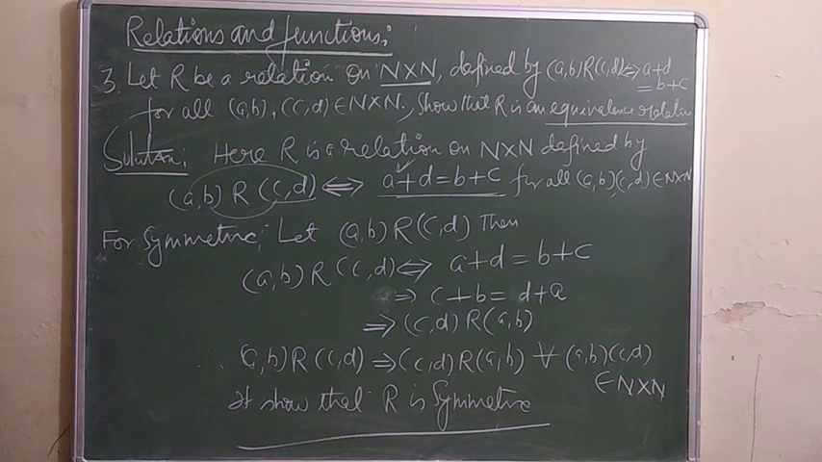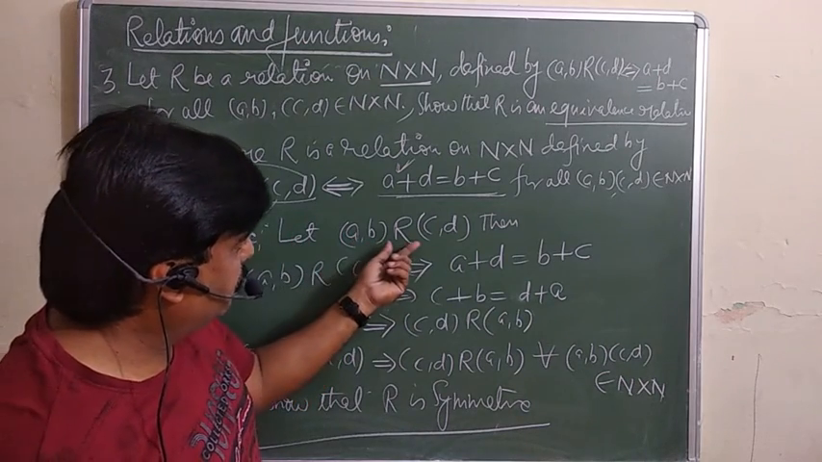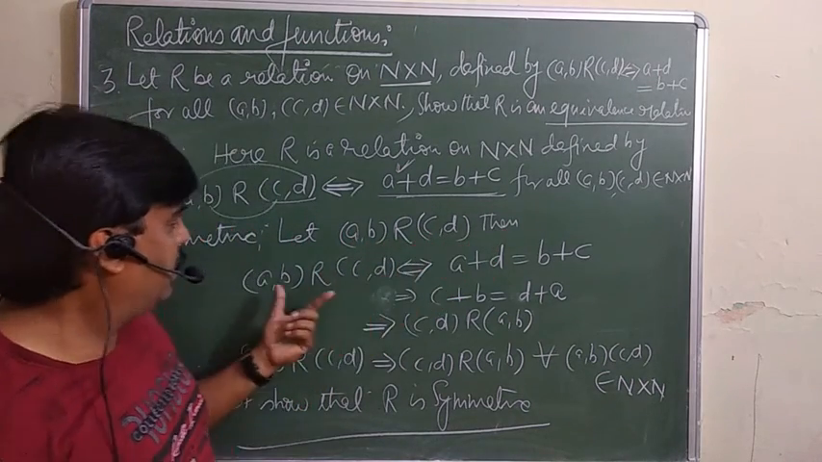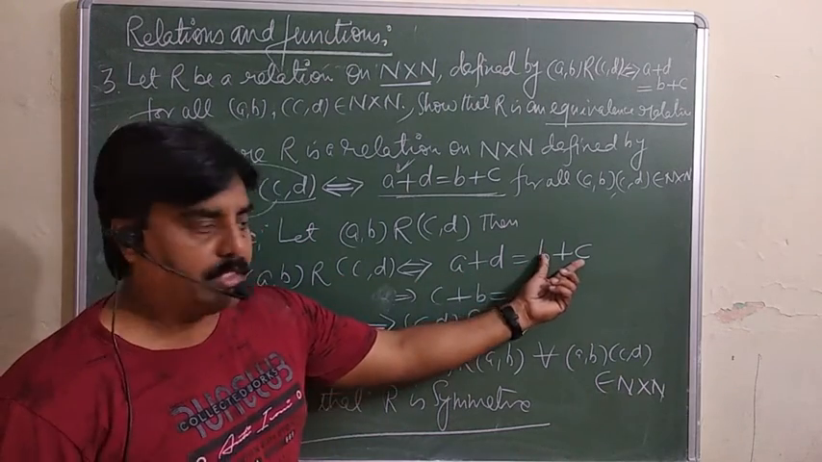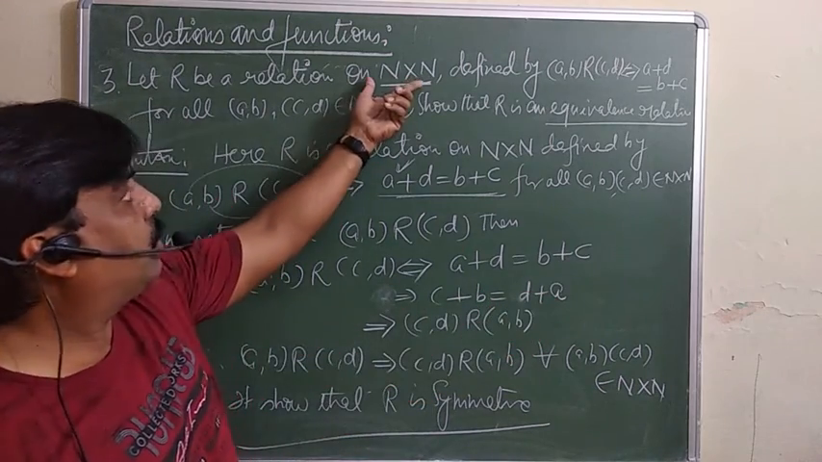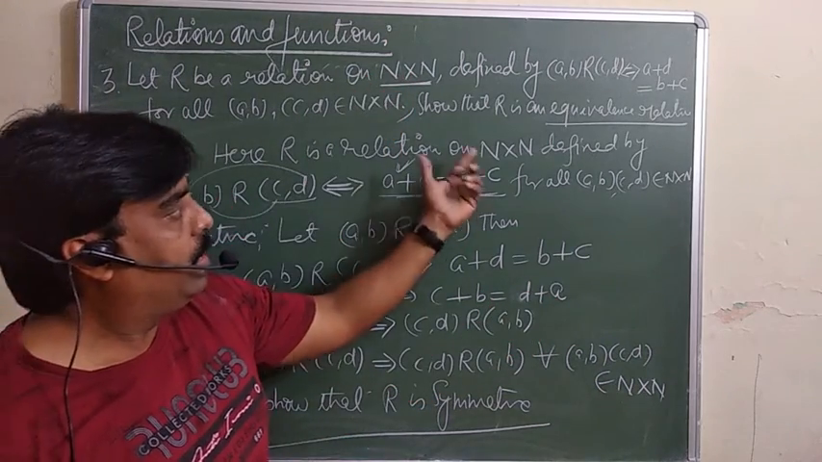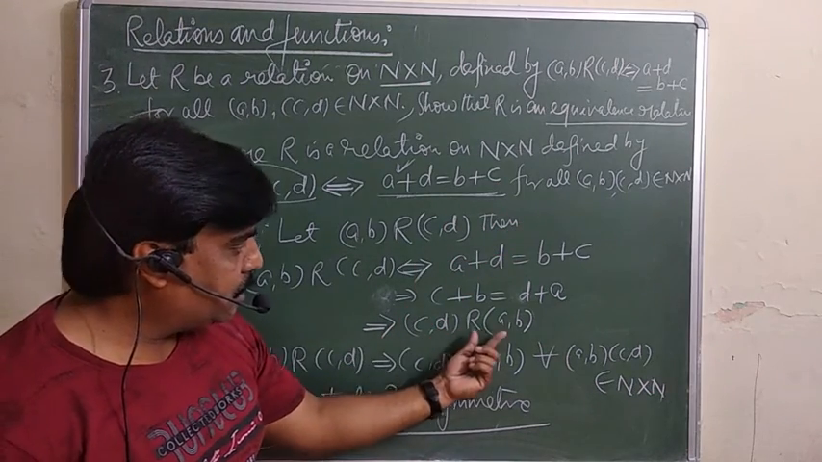Now for symmetric. Let (a, b) have a relation with (c, d). Then a + d = b + c. This can be written as c + b = d + a, because these are all natural numbers, so adding a + d or b + c causes no problem. So you will get (c, d) has a relation with (a, b).